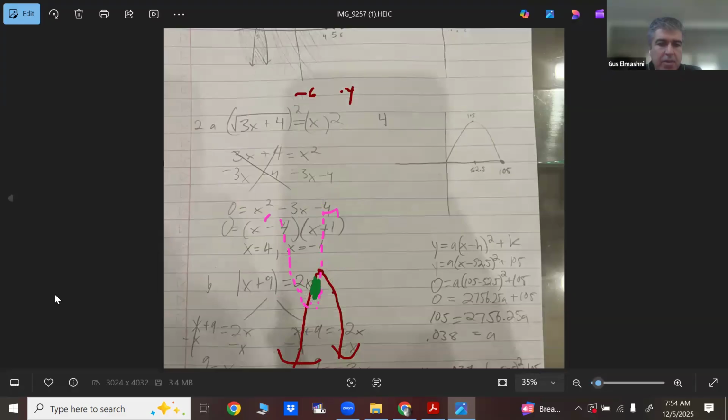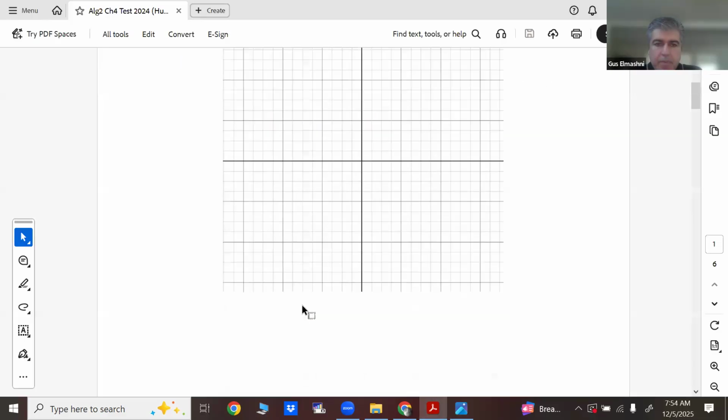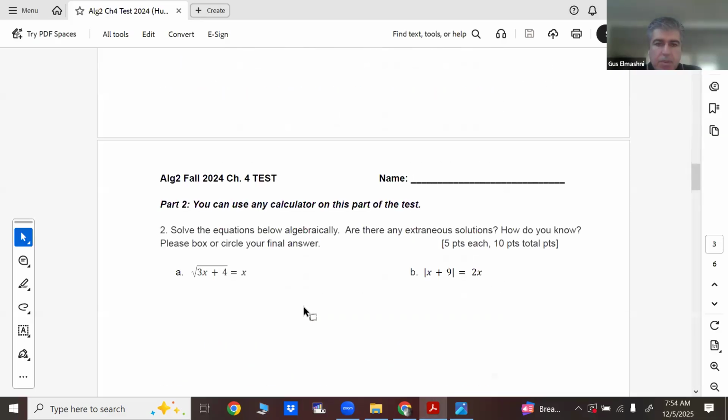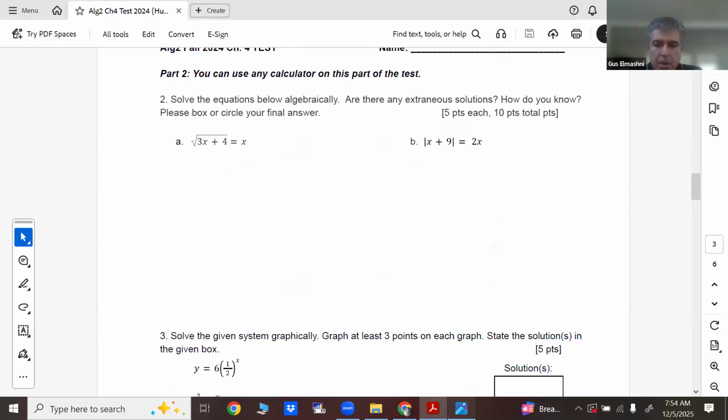Now this one here. Thank you for writing the equation here. You square in both sides. You factor correctly. You have 4 and -1, and both work. So you nailed that one. Good work on that one. For part B, let's take a look at part B.